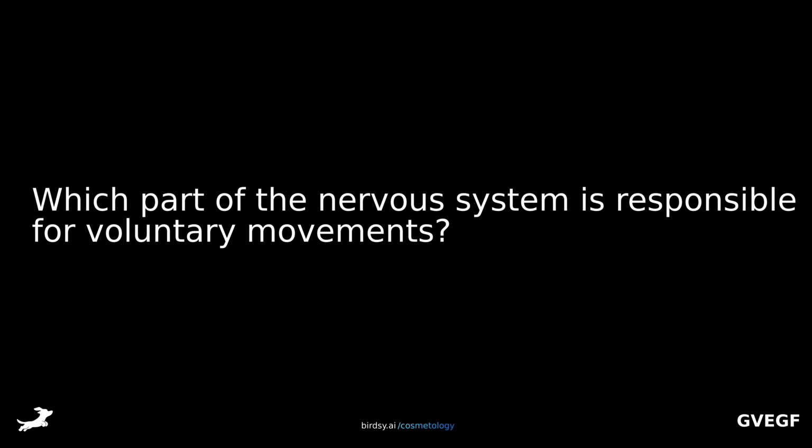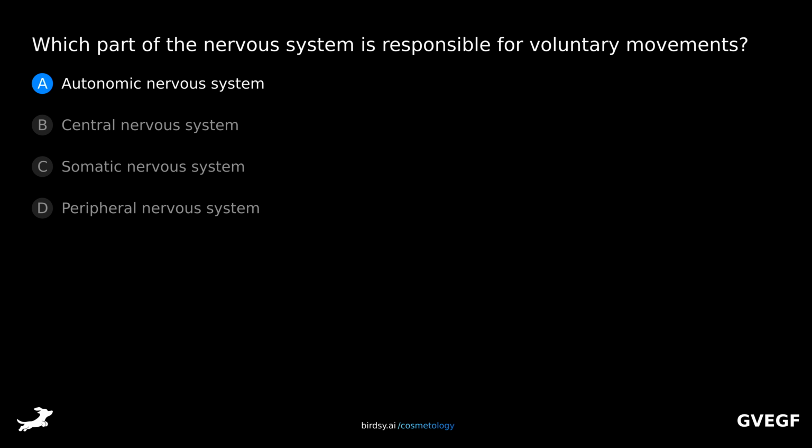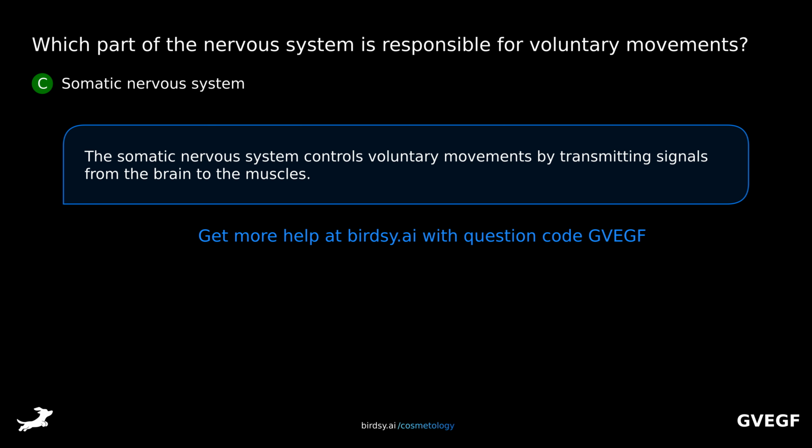Which part of the nervous system is responsible for voluntary movements? Is it A, autonomic nervous system, B, central nervous system, C, somatic nervous system, or D, peripheral nervous system? The answer is C, somatic nervous system. The somatic nervous system controls voluntary movements by transmitting signals from the brain to the muscles.